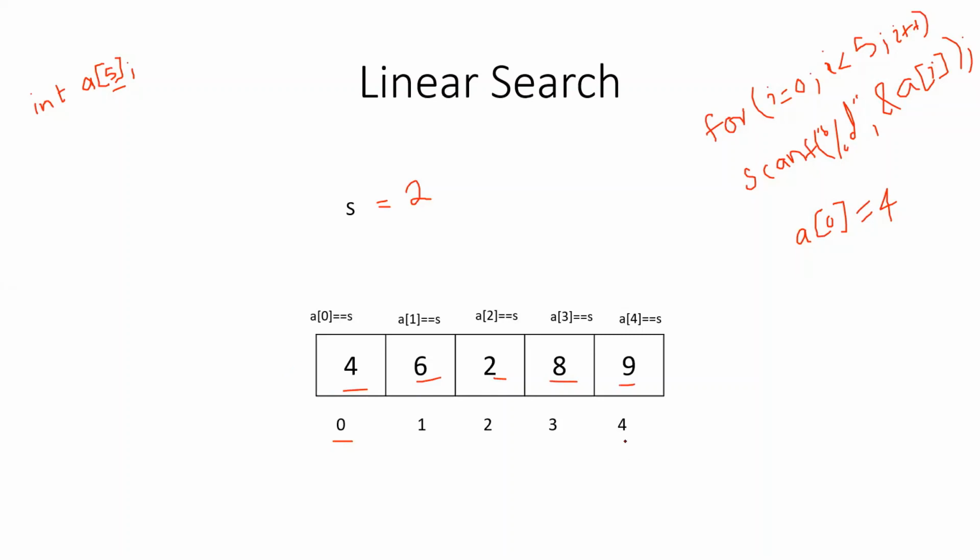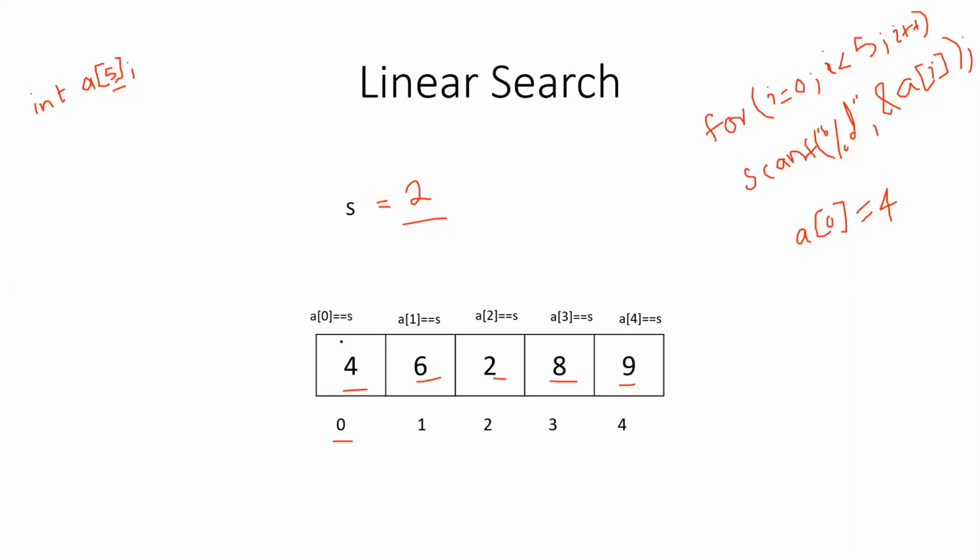For index number up to 4. Now, if I'm asking the user to enter the element to be searched, and the user enters the element as 2, how do I compare and find the position of the element if it is present in the array? How will we check? Manually, if you just see with our eyes, you know it is in the third position. But to write it as a program, what do we have to do?